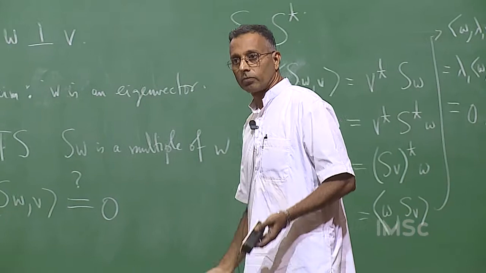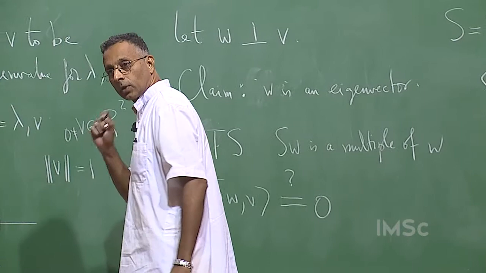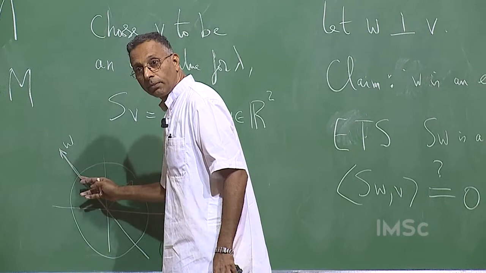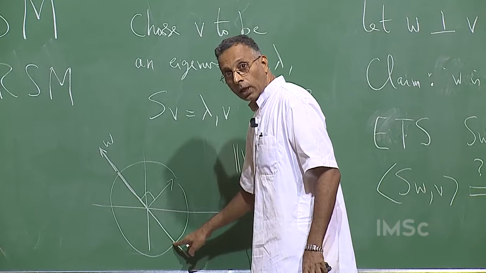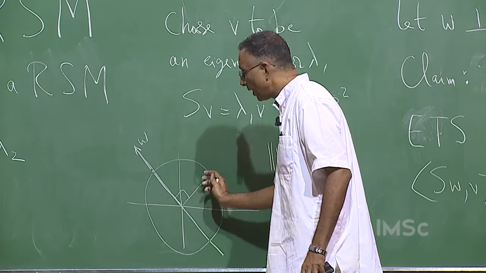So we have found two eigenvectors which are orthogonal to each other. But we can do a little more; we can be more precise. First of all, I can scale W so that it becomes a unit vector. Furthermore, I can choose W here and not here, because I want V, W to be a right-handed system. There are various words for this. I will choose W so that it is here and not here.